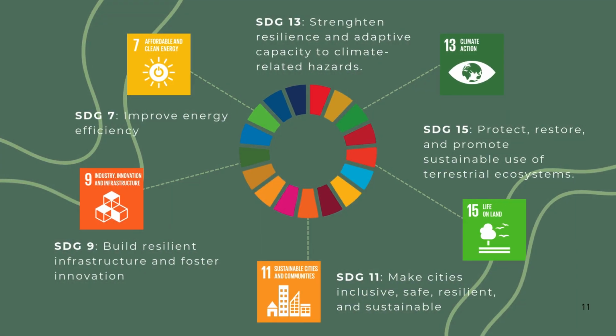Finally, I'm going to talk briefly about the SDGs that this solution tackles. So the first one is SDG number 7, affordable and clean energy. Green roofs would reduce energy consumption in buildings by providing natural insulation, leading to lower cooling needs, and by lowering energy demand, the project indirectly supports the transition to more sustainable energy systems.